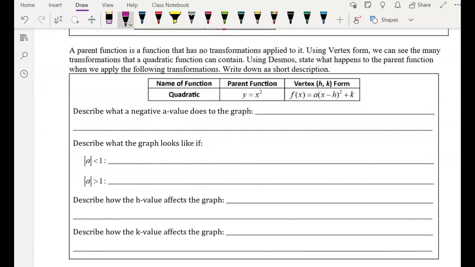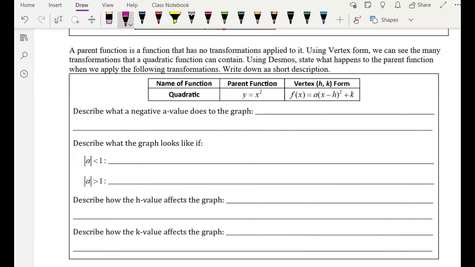Okay, guys, so the parent function is a function that has no transformations whatsoever, right? Using this vertex form, we can see how many transformations that a quadratic function can contain. Now, we use decimals already, okay?